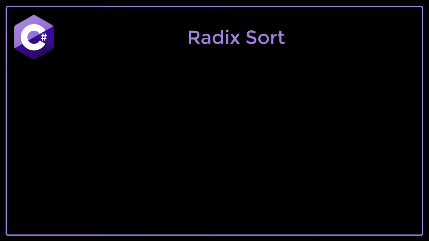In this lecture, we will learn about the radix sort and how to implement a radix sort in C#. The radix sort is used to sort integers. It sorts the digits, starting from the rightmost significant digit and progressing to the left.